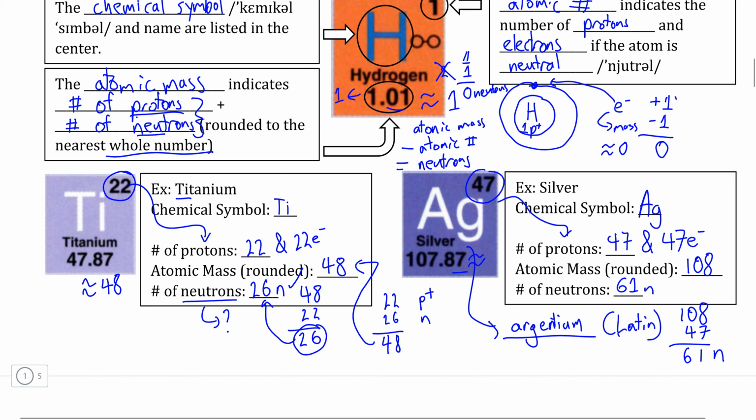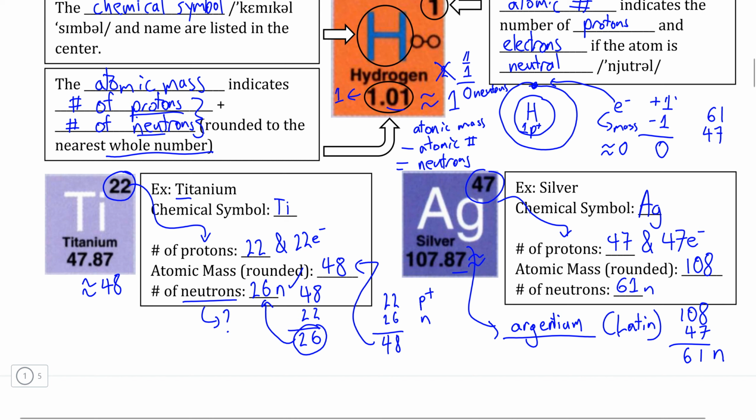And if we want to be absolutely certain, we can take 61 and add it to 47. Taking the number of neutrons and the number of protons together, we put them back together: 1 plus 7 is 8, 6 plus 4 is 10, and that gives us our rounded atomic mass, which means that we did the neutron question correctly.